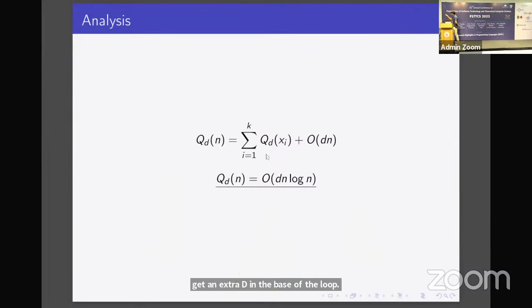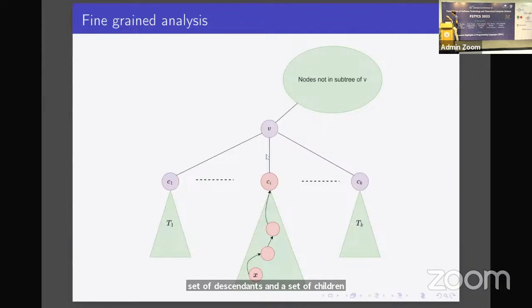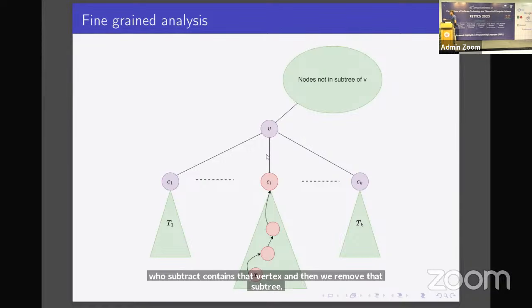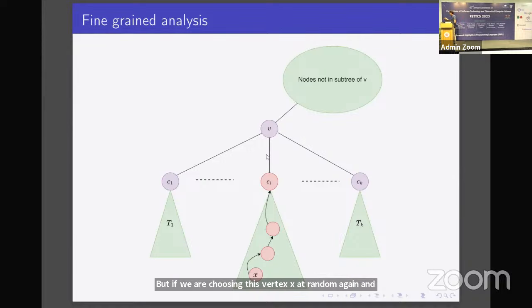So this d in time is contributed basically by the routine that we use to find the set of descendants and a set of children and all of their subtrees, right? So if you look at that again, what we are doing is, if we need to find the children and their subtrees of a vertex V, we keep on randomly choosing a vertex, and then we find the child whose subtree contains that vertex, and then we remove that subtree. But if we are choosing this vertex X at random again and again, it's probable that the bigger subtrees will be eliminated before the smaller subtrees. So they won't be contributing to the queries asked after they have been deleted, right?